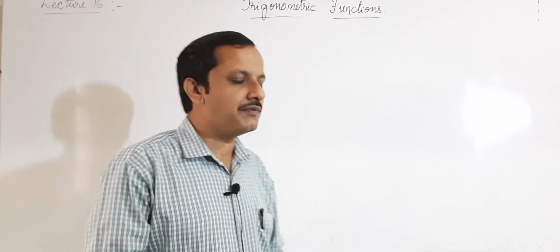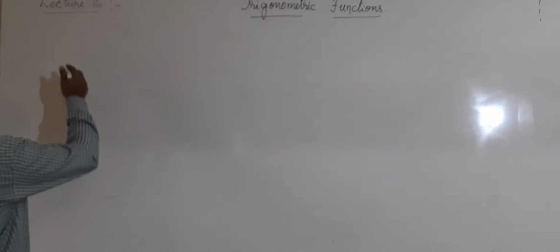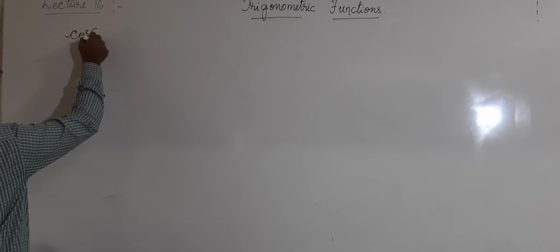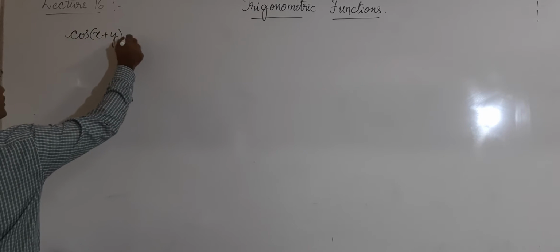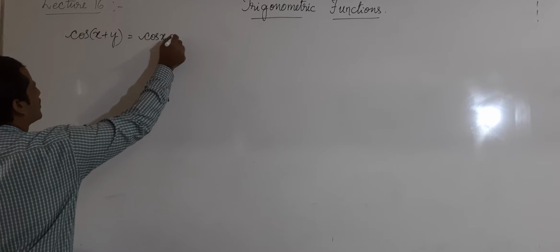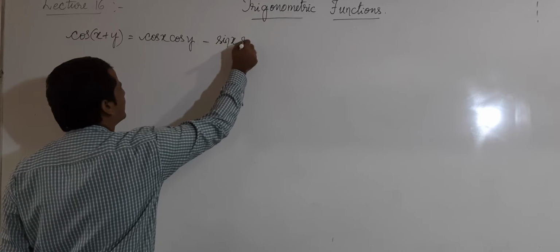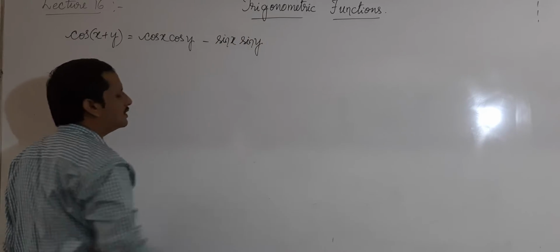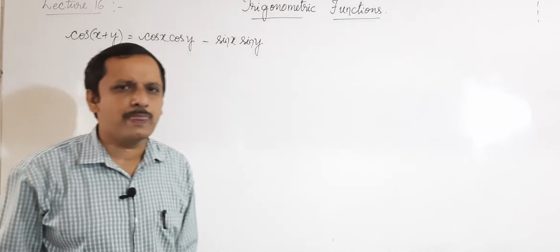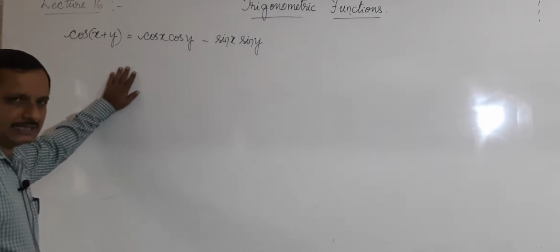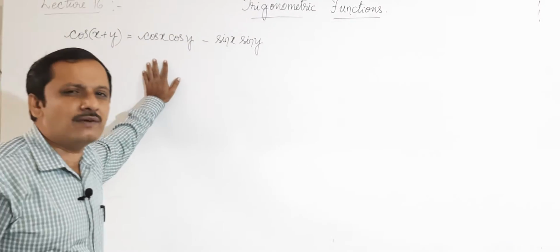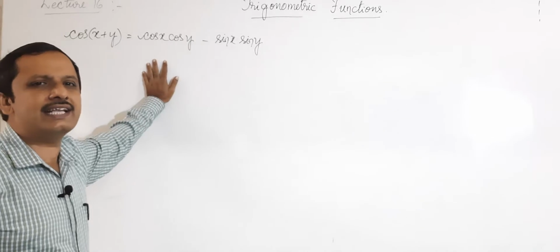In the last class, we saw one formula, that is cos(x + y) is equal to cos x cos y minus sin x sin y. This formula I have derived in the last class. This is a very important result. Now, with the help of this formula, let us derive some more.